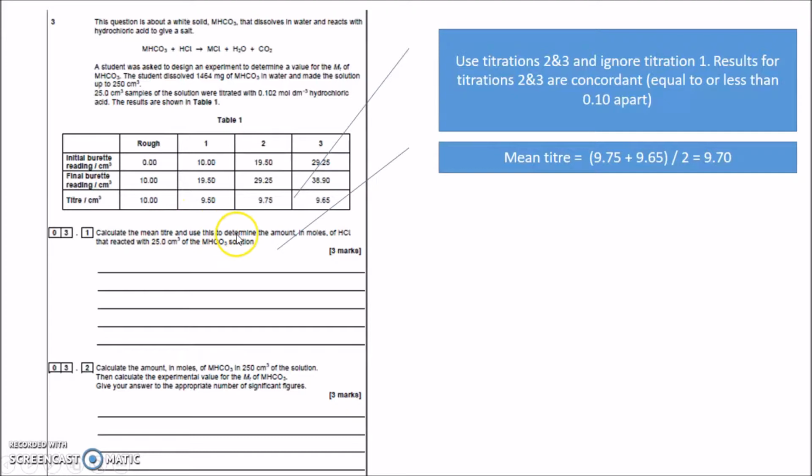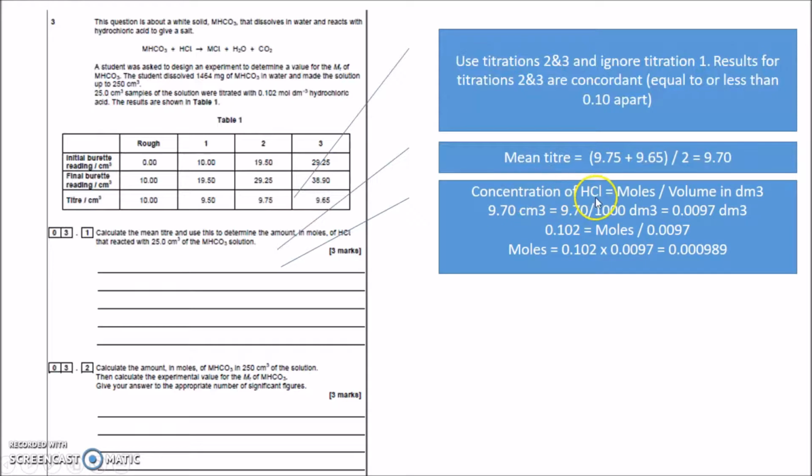Now then, calculate the mean titre and use this to determine the number of moles of HCl. Okay, so I've got the volume, I've got a concentration of HCl, and concentration is moles divided by volume. My volume is 9.7. I've got to get it into decimetre cubed first of all. So 9.7 centimetres cubed, I divide by 1000, 0.0097 decimetre cubed. Now concentration is 0.102 for hydrochloric acid. It tells you that in the question, equals moles divided by 0.0097, the volume in decimetre cubed. Multiply the two together, 0.000989 is the number of moles. And I've got it still to 3 significant figures.